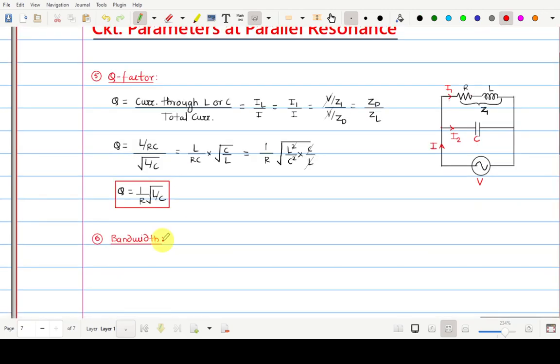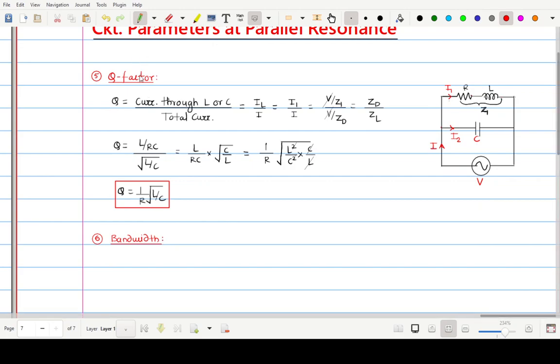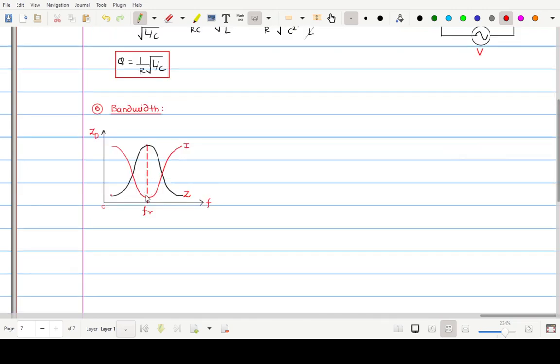Now our next parameter is bandwidth. Both this quality factor as well as bandwidth can be correlated with the help of the current curve. We have already drawn the current curve for this parallel resonant circuit. It will be like this. Initially impedance is less, so current is maximum, and when impedance goes on increasing, current will go on decreasing. So impedance will be maximum and current will be minimum at resonance condition.